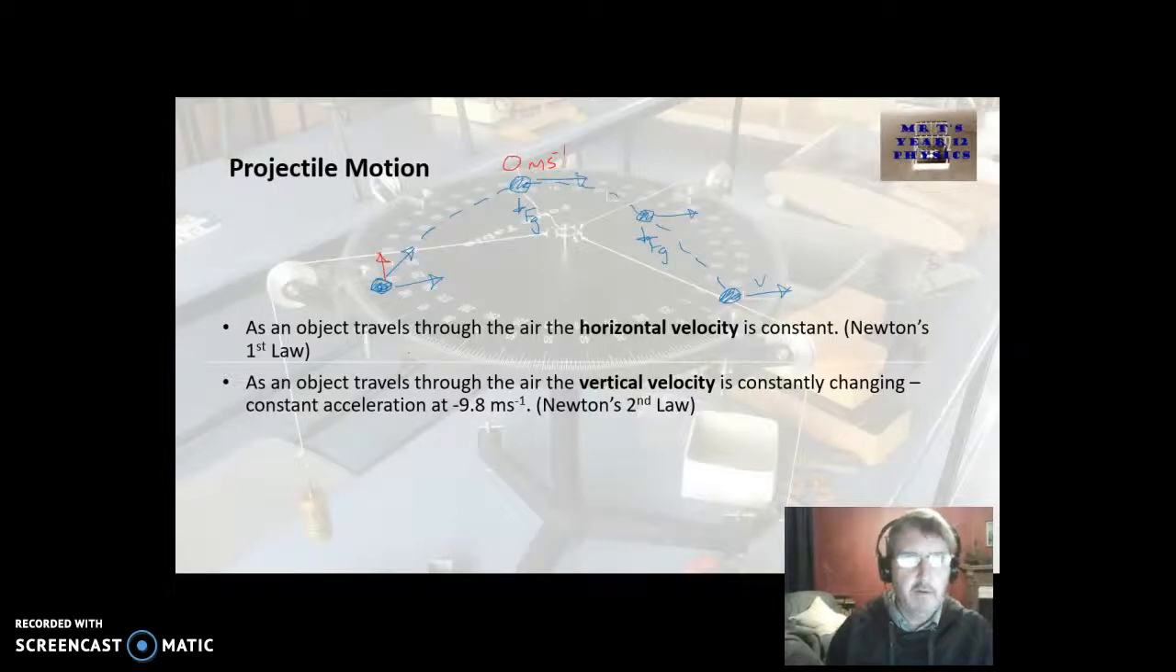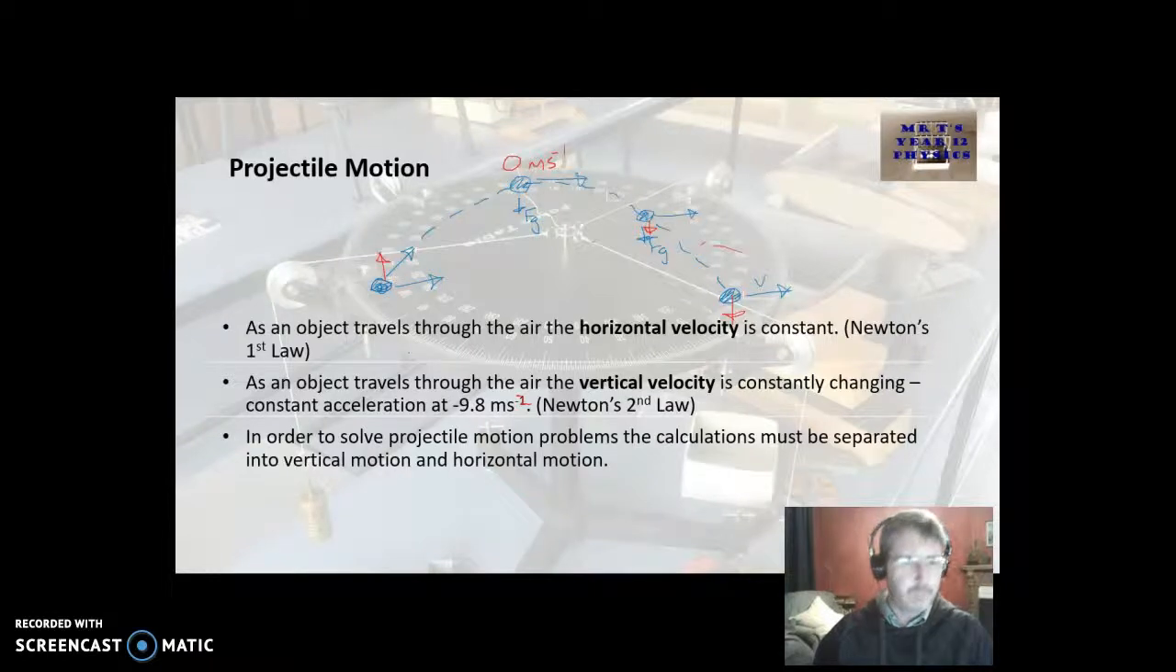As it goes down, gravity is still acting on it, accelerating it downwards, so its vertical component gets larger. And when it gets back down to the same height, the vertical component of the velocity should be equal, but opposite to what it originally was. So the vertical velocity is constantly changing because it is constantly being accelerated downwards at negative 9.8 meters per second squared. Just let me make this correction here: squared.